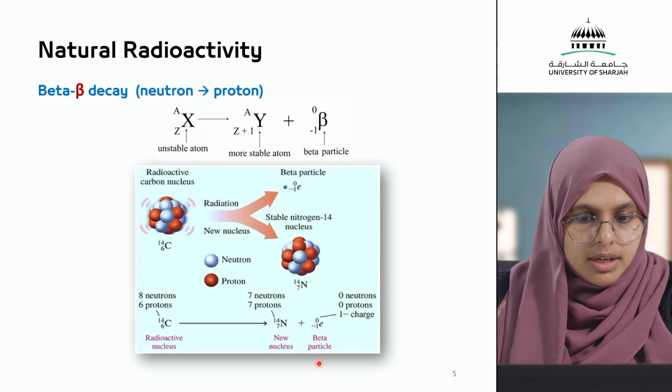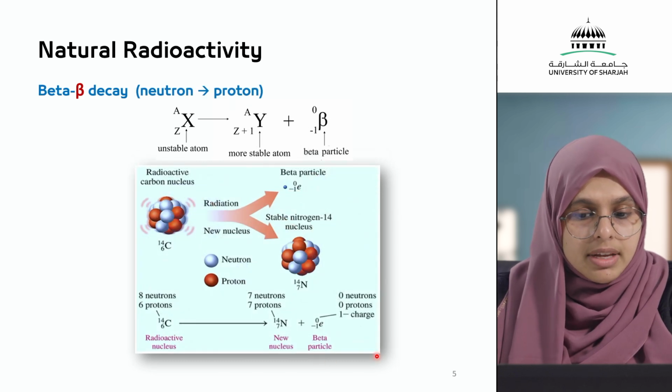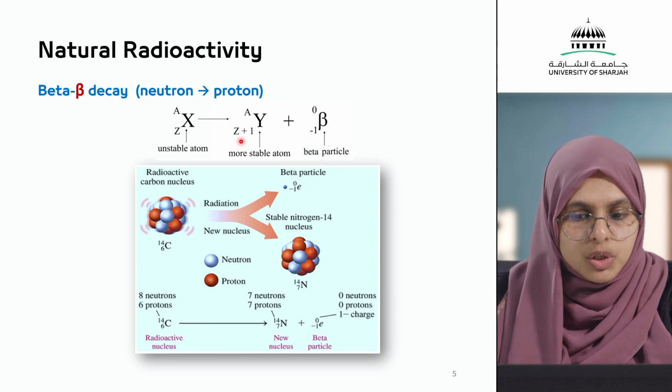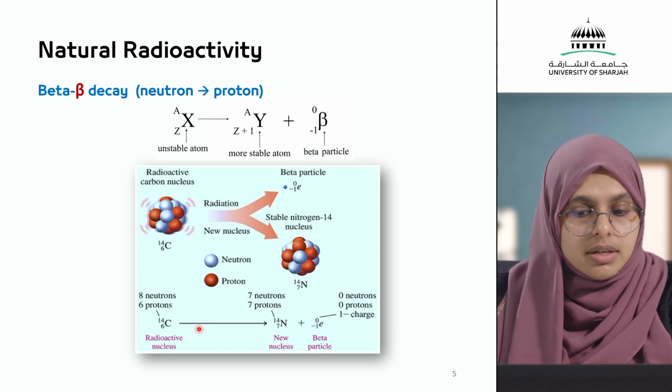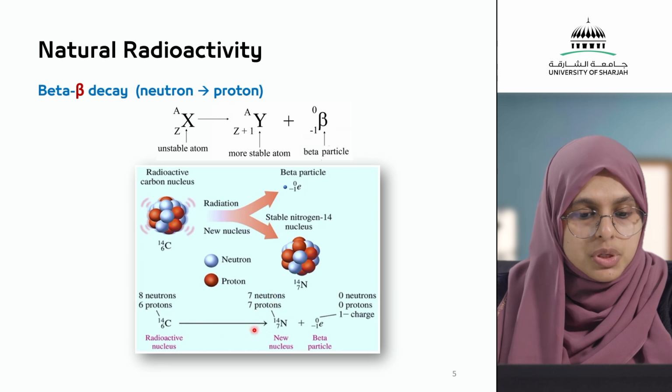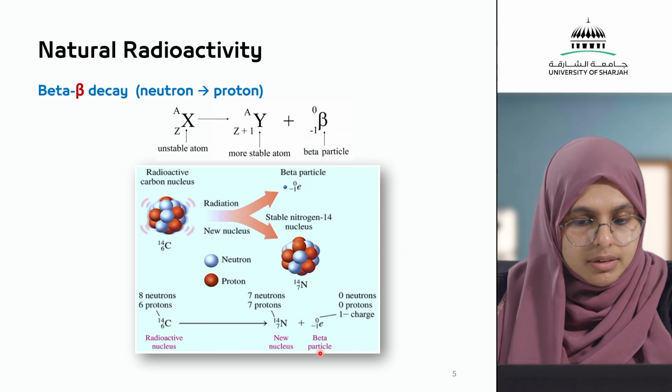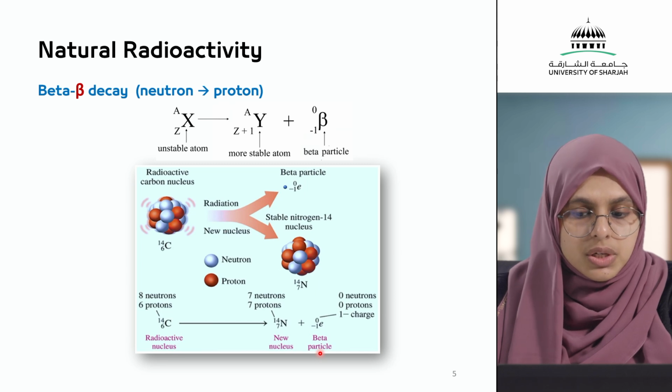Moving to the beta decay, when a radioactive element emits a beta particle, the atomic number is increased by 1 unit and the mass number remains the same. In this example, radioactive carbon-14 nucleus is disintegrated into a stable nitrogen-14 nucleus and a beta particle. Here, in this decay, a neutron changes to a proton and an electron is emitted.